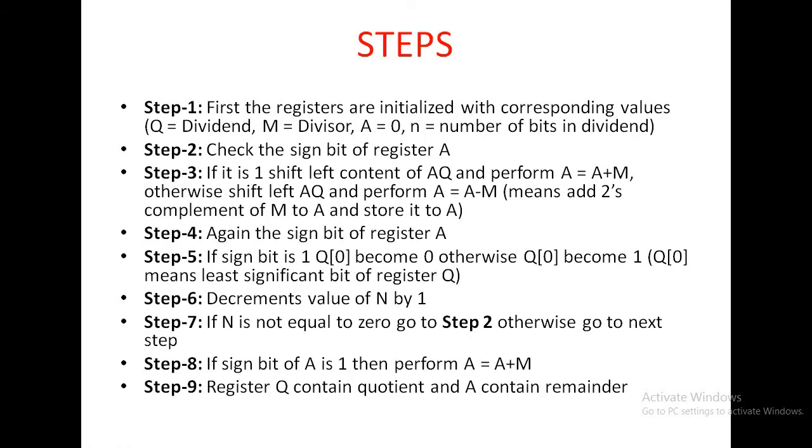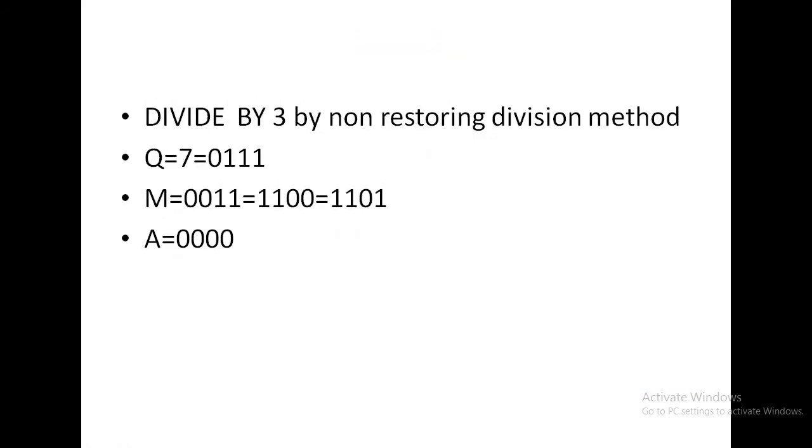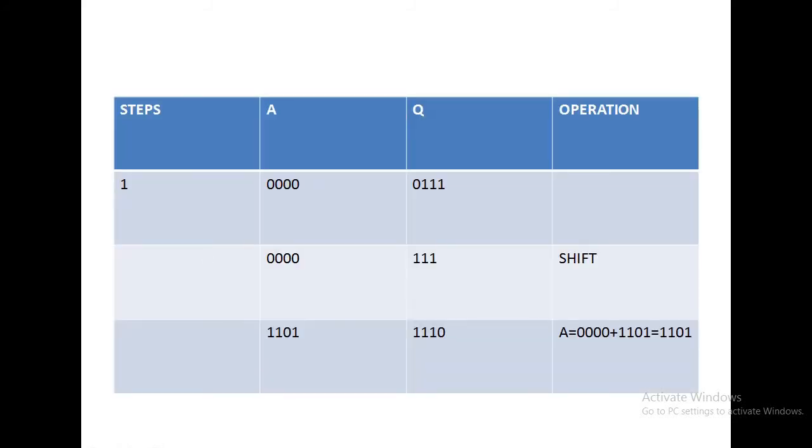M is the divisor and the M value is 3, and the binary representation of 3 is 0011. The 1's complement of 0011 is 1100, and if I add 1 to this value, I get the 2's complement of this number, and the 2's complement of 0011 is 1101. A is always initialized with 0. So let us check the different steps involved in the non-restoring division method.